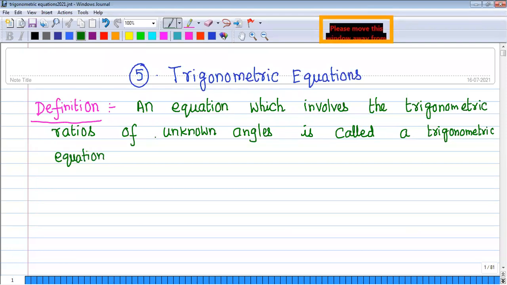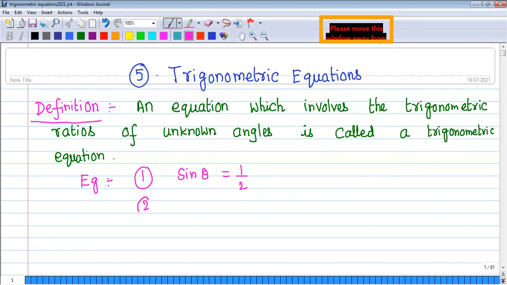So don't buy it, very simply just remember casually. An equation which involves the trigonometric ratios of unknown angles is called a trigonometric equation. So if I write the examples, then you will have the more clear idea about trigonometric equations. Examples, first equation. First one, sine theta is equal to 1 by 2. Here unknown angle is theta. Actually, the equation is consisting of the trigonometric ratios of unknown angle. Here unknown angle means theta is not known. Sin theta is equal to 1 by 2. So this is one equation.